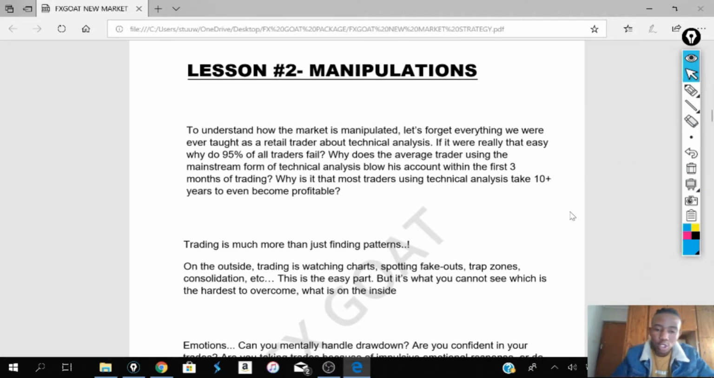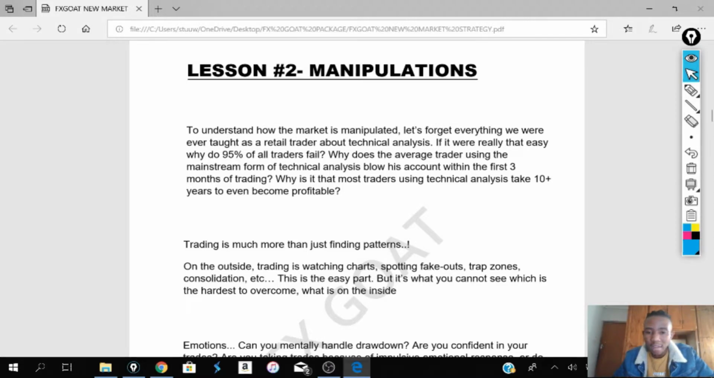Manipulations. Now that you know the market makers are setting traps for you and you know where they get the momentum, I want to teach you how they start the manipulations, okay? So, to understand how the market is manipulated, let's forget everything we were ever taught as a retail trader about technical analysis. If it were really that easy, why do 95% of all traders fail?